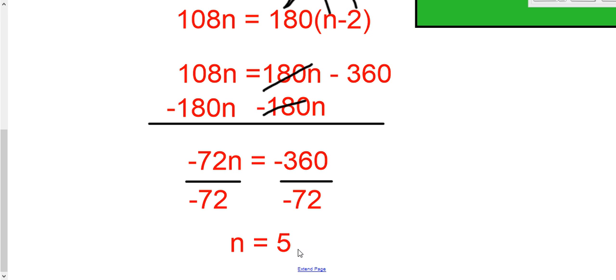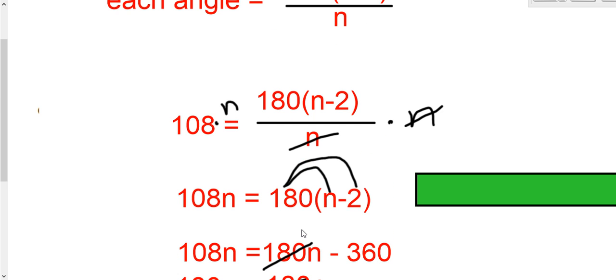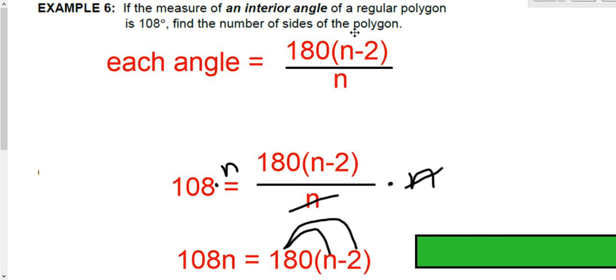Now that's the number of sides. You shouldn't have a decimal number. You can't have a polygon with 5.2 sides. It should come out to a nice whole number when you do this type of problem, when you're solving for the number of sides. So to recap, they gave us the measure of one angle of a regular polygon. They wanted to know how many sides. So we set up this formula where we put in the angle measure over here and we solve for n.